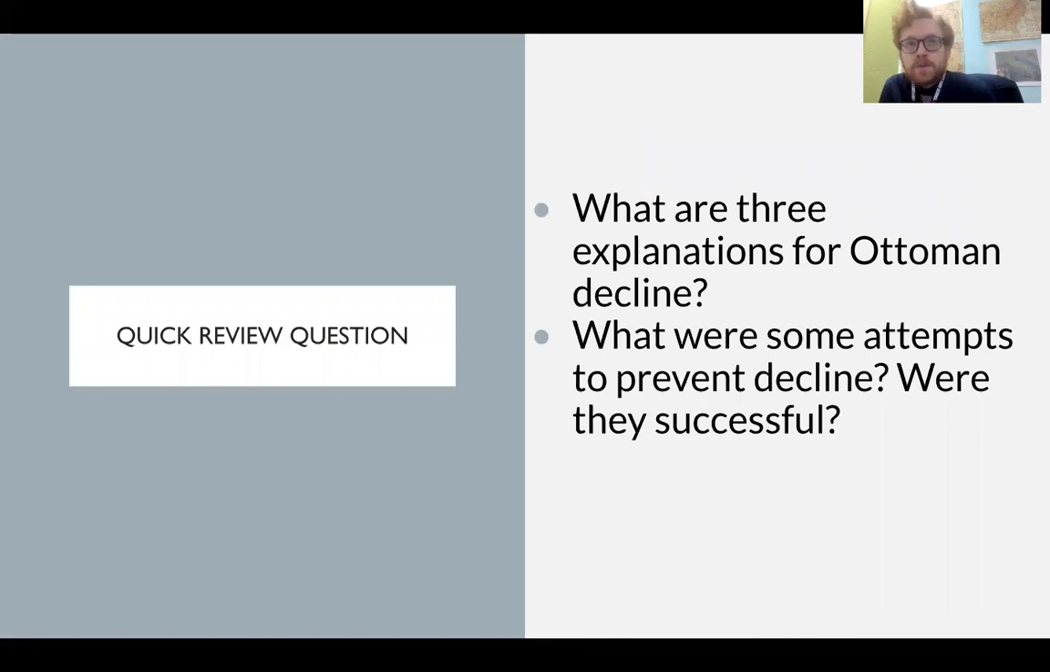So what are some explanations for Ottoman decline? And not only consider the factors I listed at the beginning, but what about that presence of a westernized middle class? How are they contributing to decline? And then what are some attempts to prevent this decline? Are they successful?